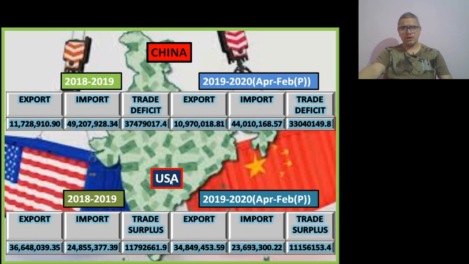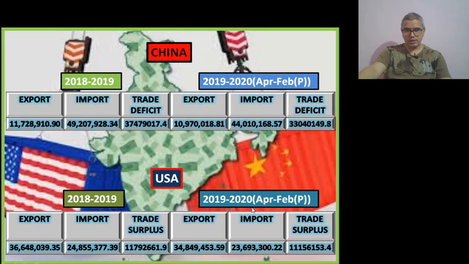Okay, now if we compare it to USA, then in case of USA, we see that we exported 3.66 lakh crore worth of goods to USA and imported 2.48 lakh crore worth of goods from USA. So here, since export is more than import for India, what happened? We see that India has a trade surplus of 1.17 lakh crore with USA.